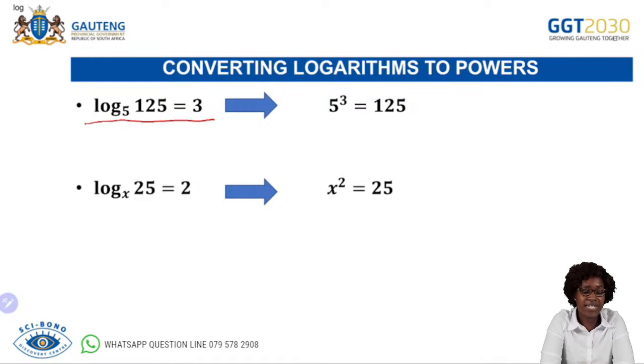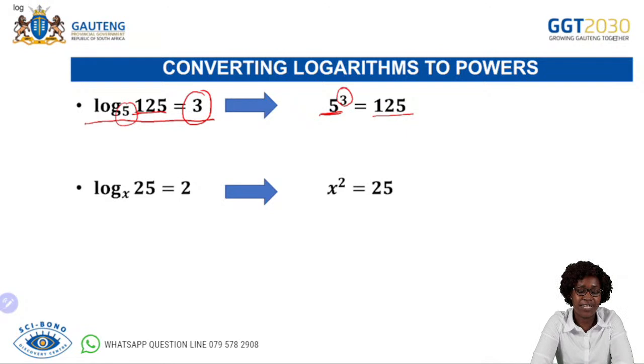Now, if I'm converting the log of 125 to base 5 equal to 3, this becomes, first of all, grade 11s, take the base of the log. That becomes the base of your exponent. And thereafter, you take the answer. The answer becomes the power of the 5. And then this will be equal to the number that you had sitting next to the log, which is your 125. I hope that was very easy to follow. Let us look at the next one.